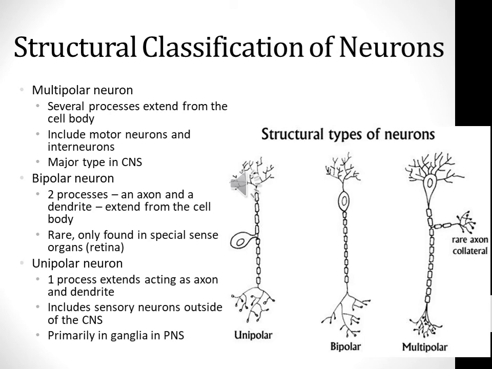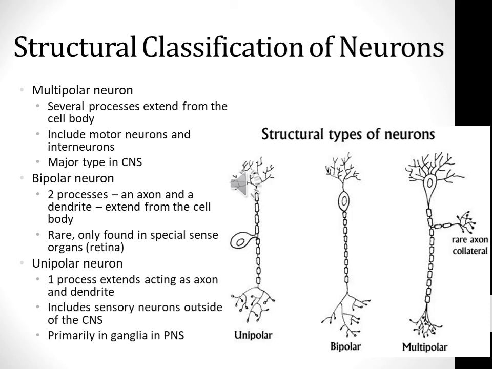You have bipolar neurons, which are very rare. They're really for special senses like the retina. You're going to have 2 processes, one axon, one dendrite, and it extends from the cell body. So these are kind of special, and it's truly just one of each, one axon, one dendrite.